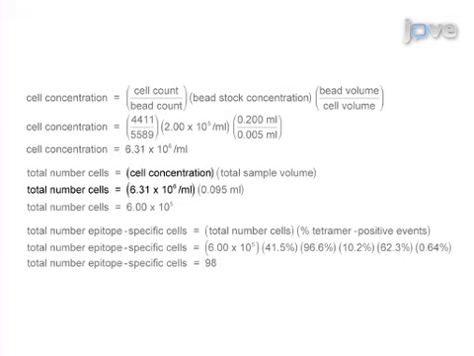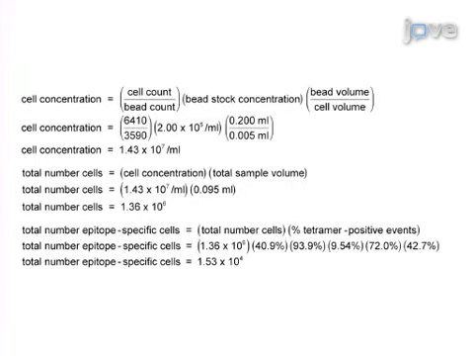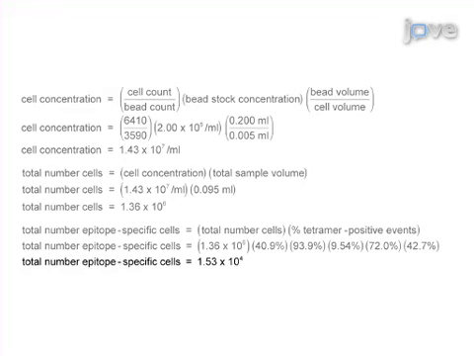The cell concentration was then multiplied by the total sample volume to generate the total cell number. This data, in turn, was multiplied by the percent of the tetramer positive events from the cell analysis to determine that the number of epitope-specific CD4 positive T cells from this naive mouse was 98. For the representative immunized mouse data in the second series of density plots, the total number of epitope-specific CD4 positive T cells was 1.53 × 10 to the 4th.